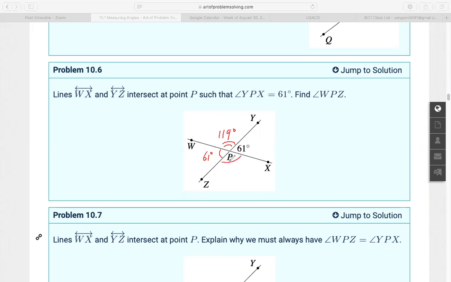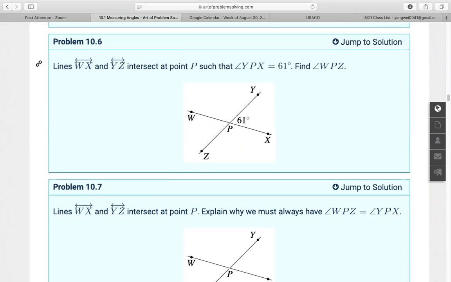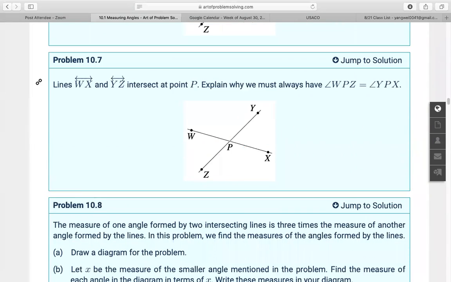Then what is this angle? XPZ equals what? Julia got it correct. Sophie got it correct. Sean also got it correct. Yeah, this one also equals 119 degrees. Okay, very good. Now let's go to problem 10.7.